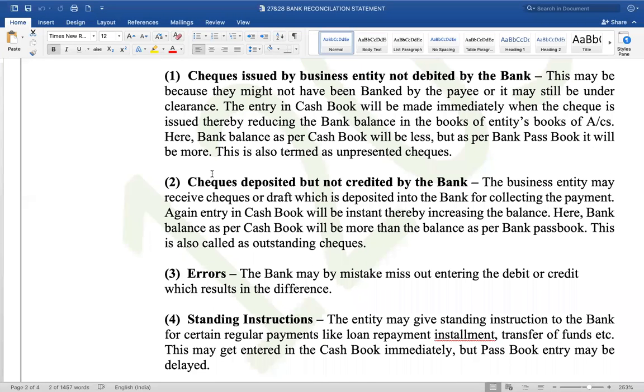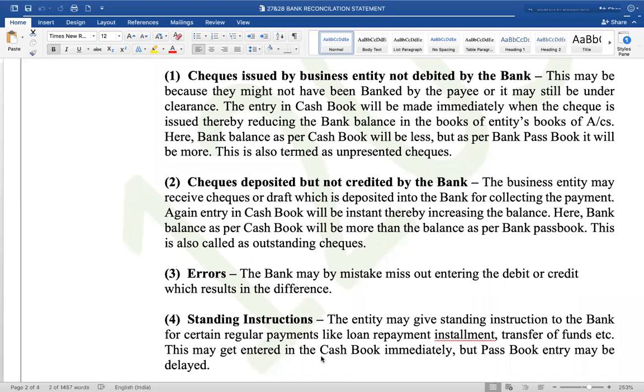Checks issued by business entity not debited by the bank. This may be because they might not have been banked by the payee, or it may still be under clearance. The entry in the cash book will be made immediately when the check is issued, thereby reducing the bank balance in the entity's books of accounts. Here, bank balance as per cash book will be less, but as per bank passbook it will be more. This is also termed as unpresented checks.